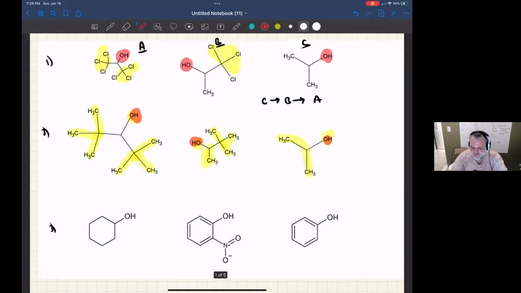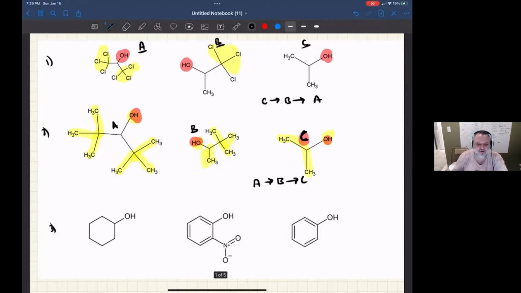So in this case, what's the strongest acid? The strongest acid here is C. And then the next strongest would be B, and the next strongest would be A. So the order is A, B, and C in this case, opposite as it was before.